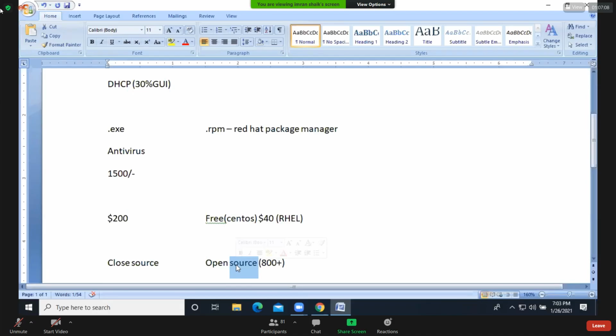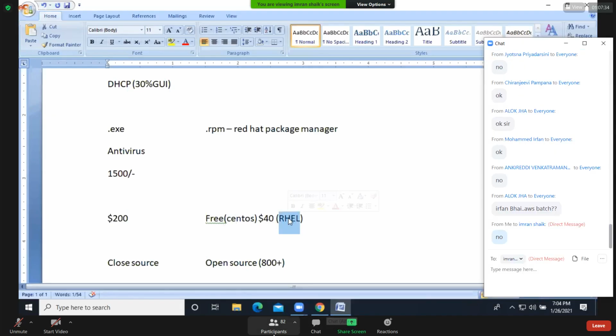We have some free operating systems also, like CentOS. But why do we need to purchase? Purchasing means we need to take a subscription. If we have good knowledge in Linux, we can use CentOS. There are no issues in a production environment also. But if you don't have good knowledge, maybe... CentOS and RHEL both are the same, guys. There isn't much difference.